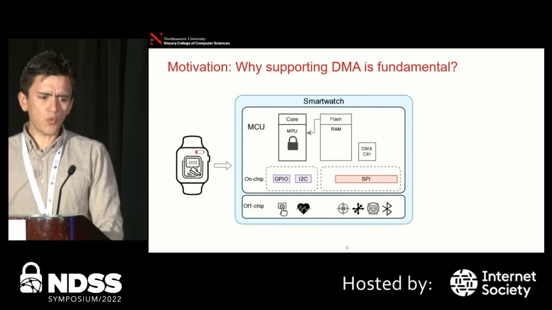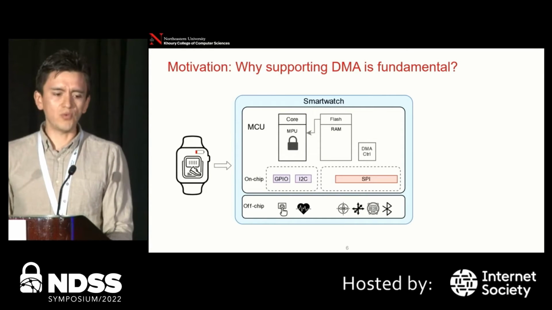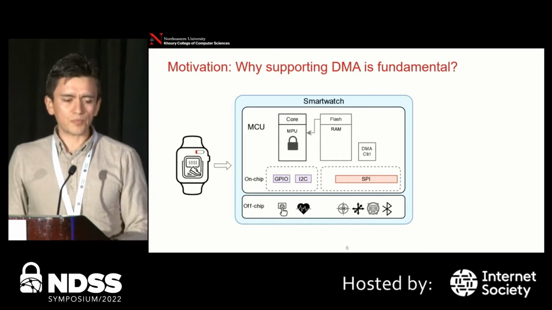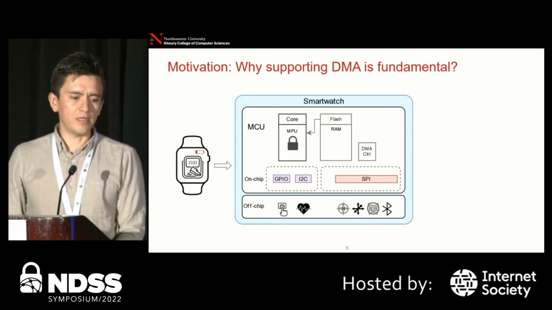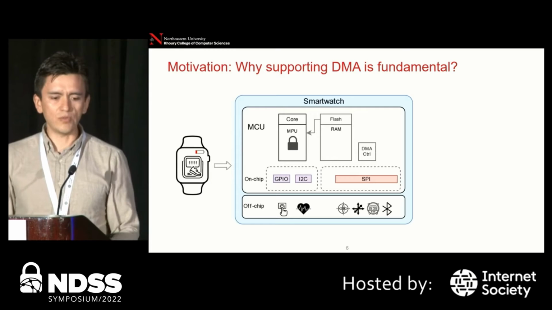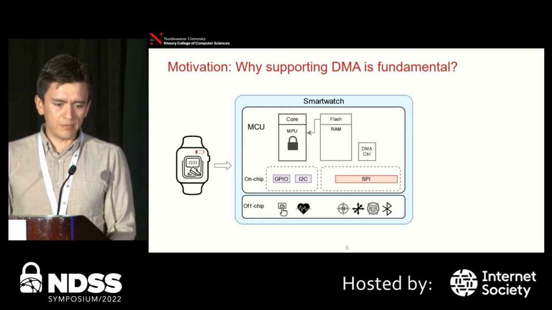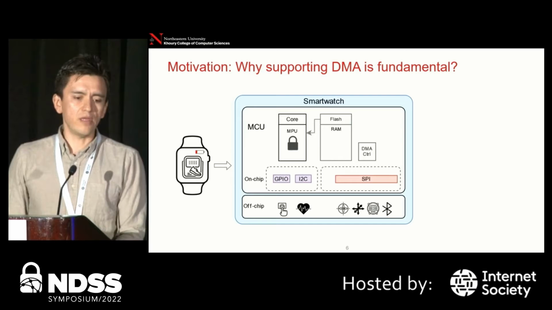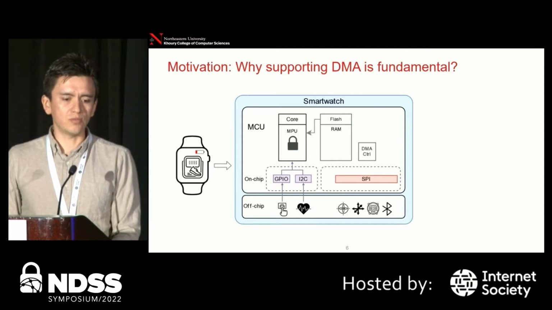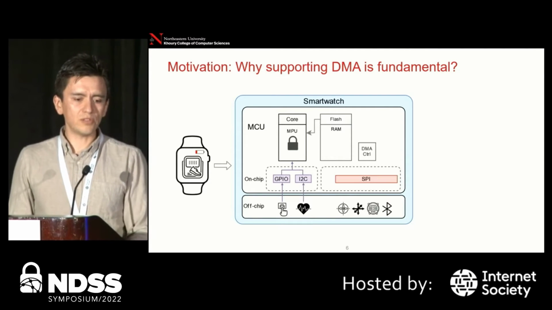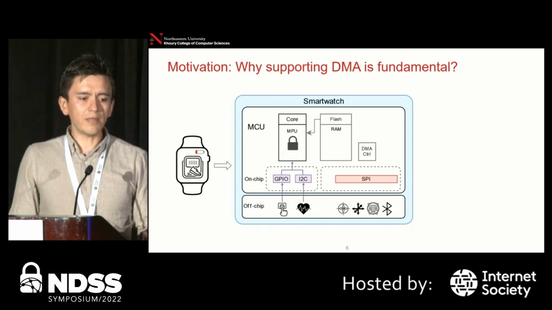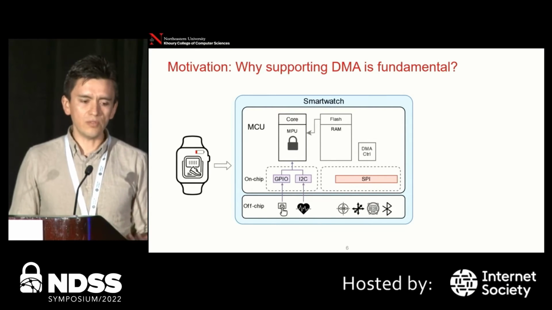So the question is why supporting DMA is so fundamental for these devices. So take this smartwatch as an example. This device has two types of communication channels. The first one uses slow communication through MMIO operations. And this type of data flow is usually protected by the memory protection unit.